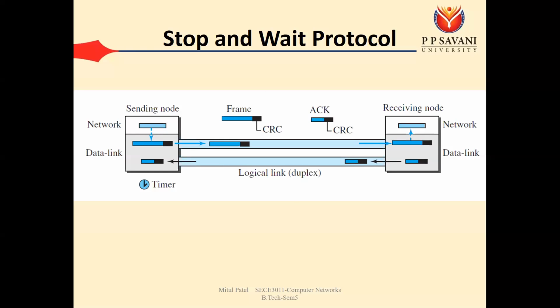If it is correct, then it will send the acknowledgement to the sender saying that I have correctly received the frame. Also, if the frame is received but it is corrupted, then it also informs the sender in the acknowledgement frame itself that the frame is corrupted during the transmission. We'll see that format, where some of the bits are set to inform the sender that the frame is corrupted during the transmission.